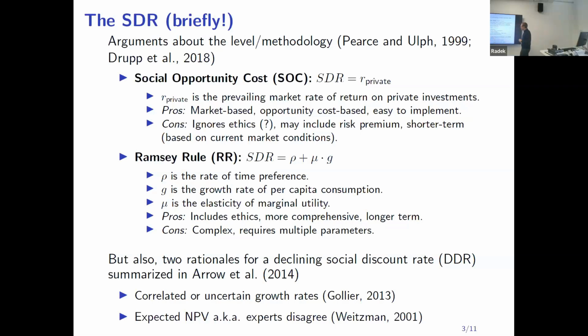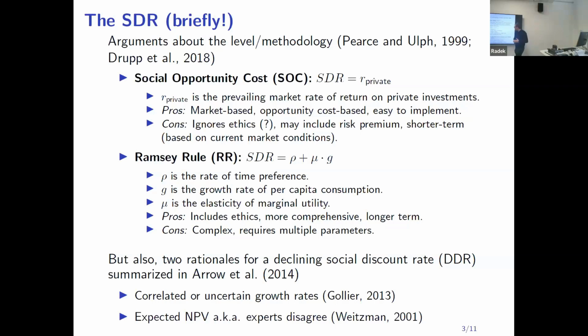And so that R might actually be too high. It might include compensation for risk that governments with very long-term horizons might not be facing. And so you might be choosing a social discount rate that values the future too little. Right? So certain projects which might otherwise not be done by the market should be done by a government who has a longer term perspective.